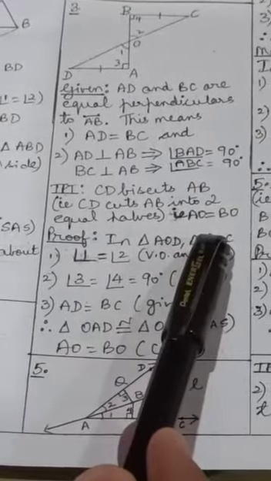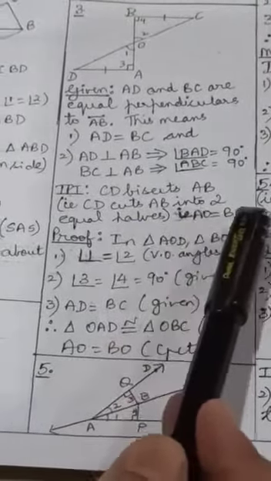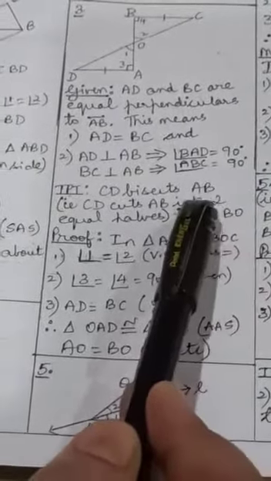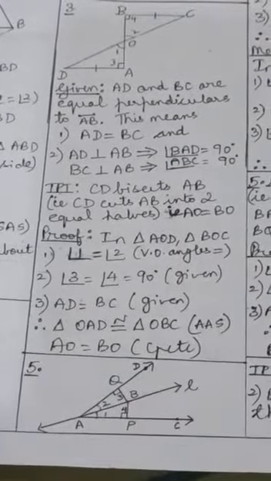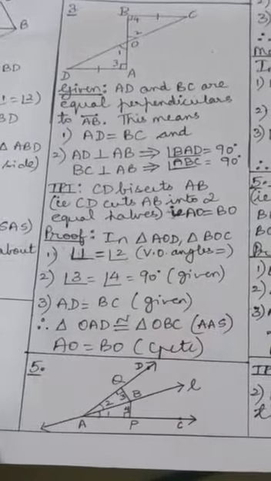So we take up these two triangles because we have AO in the first triangle and BO in the second triangle. So when you have to prove that AO is equal to BO, you must take up one triangle that has AO as a side and another triangle which has BO as a side. So the two triangles are AOD and BOC.